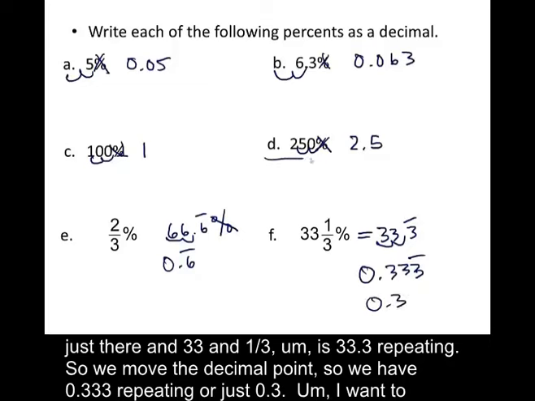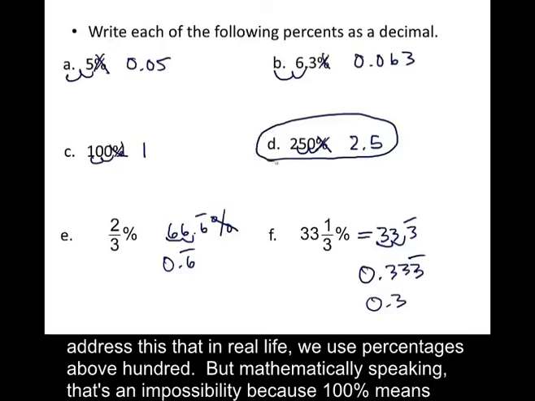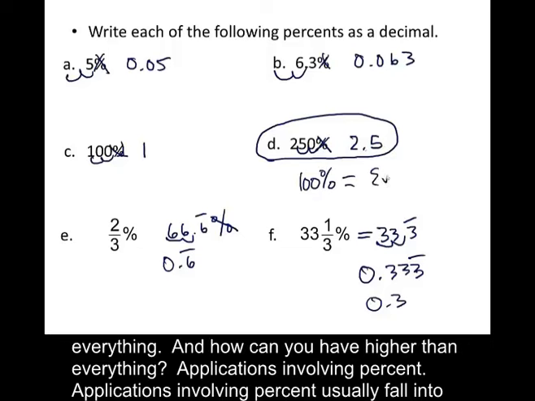Want to address this, that in real life we use percentages above 100, but mathematically speaking that's an impossibility, because 100% means everything, and how can you have higher than everything?